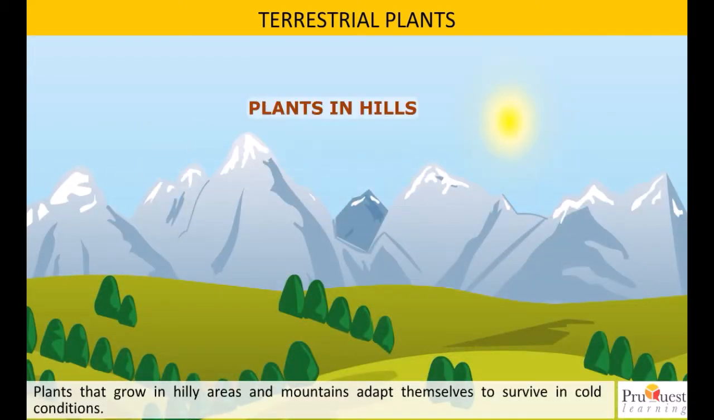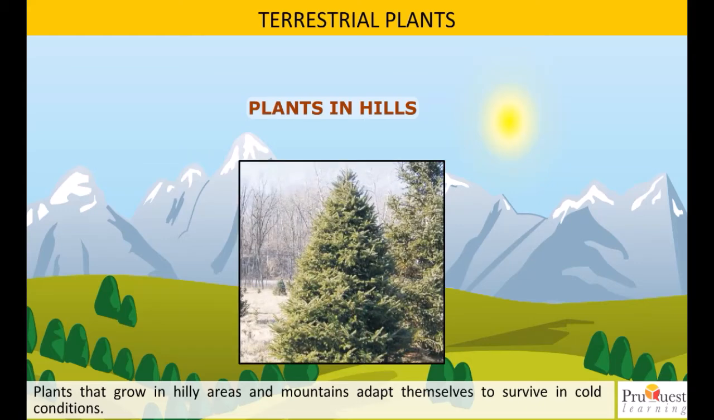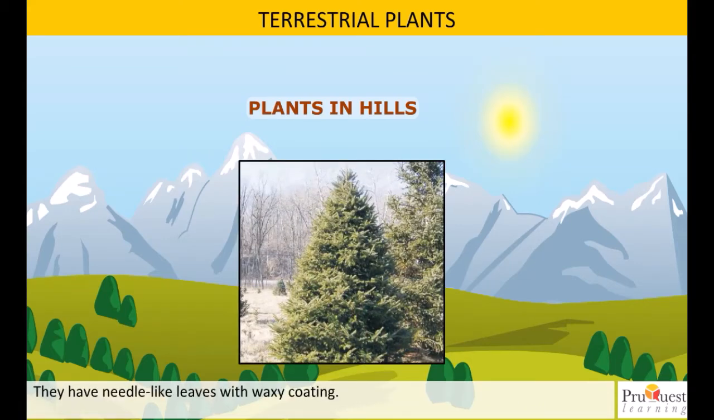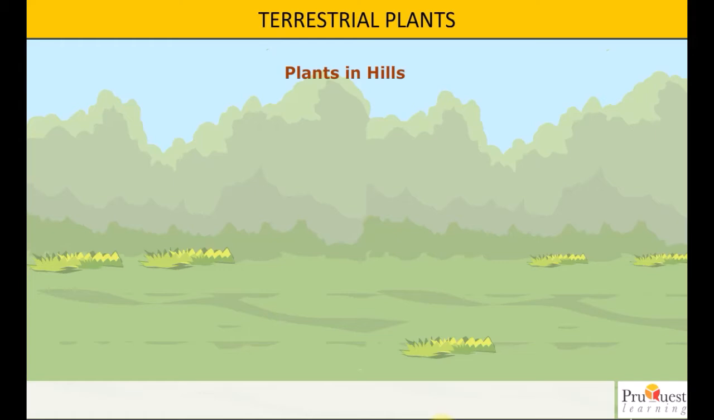Plants that grow in hilly areas and mountains adapt themselves to survive in cold conditions. They have needle-like leaves with waxy coating. They have sloping branches which help snow to slide off easily. These trees have cones instead of flowers. That is why they are called coniferous plants in hills.